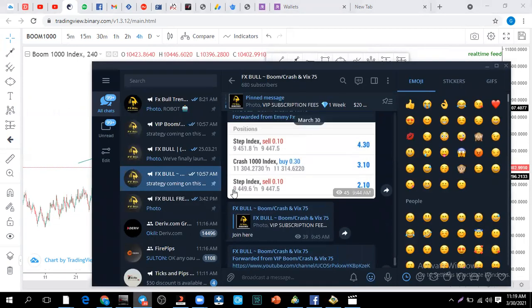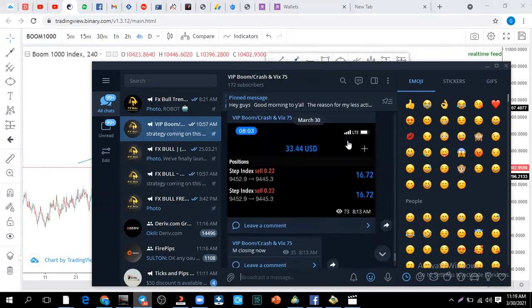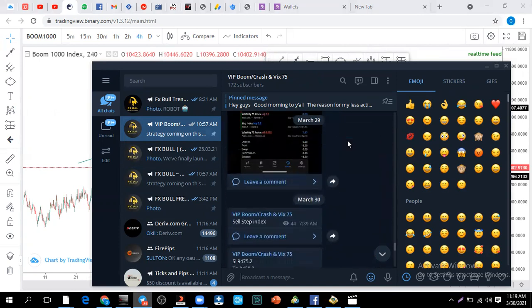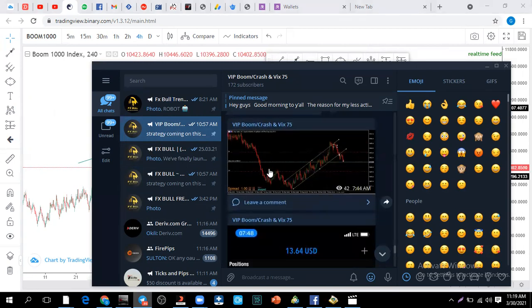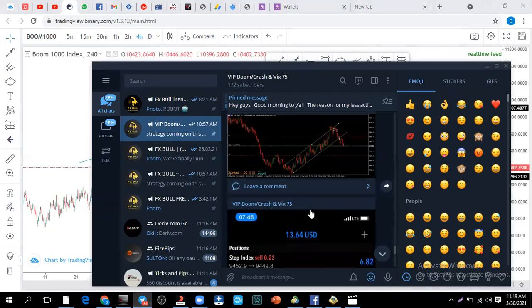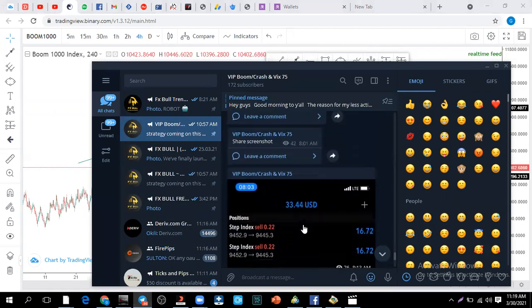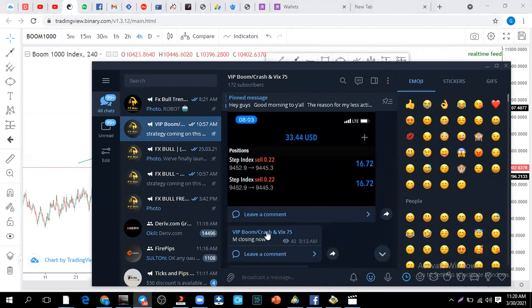So let me show you the trade we took this morning, my VIP, the trade we took this morning. We took this trade, sell Step Index, SL and TP was given. So you can see that's the entry, and it was in profit 18 before we closed. It was up to $50, but I didn't post a screenshot here. So I said I'm closing now.